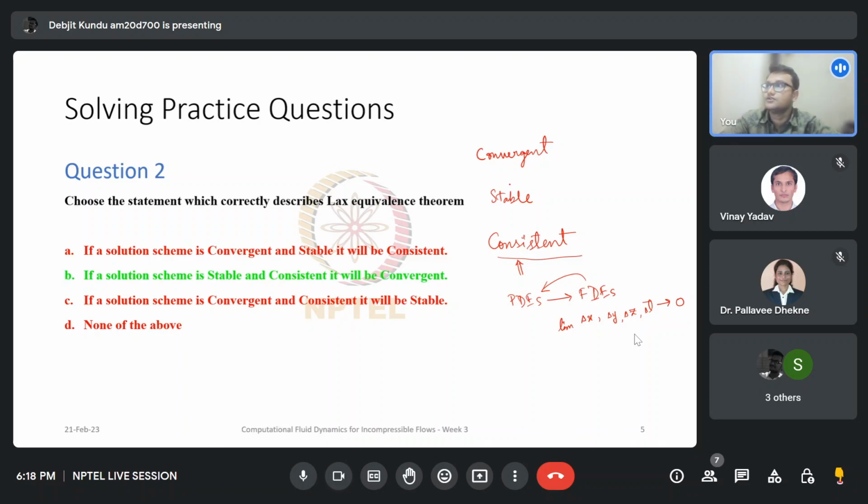Okay. So moving on, there is another term called stable. What does stable mean? Stability of a numerical scheme. What does it mean in the context of CFD?